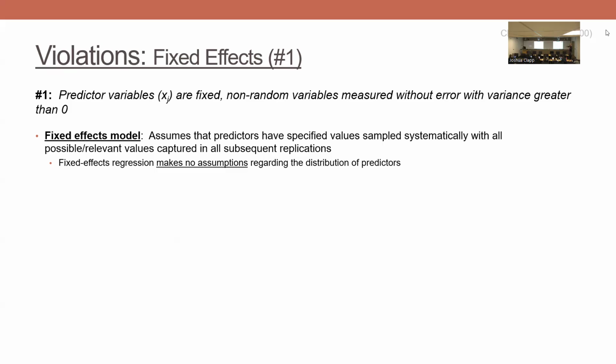Okay, and my fixed effects regression makes no assumption about the distribution of my predictors, right? Because if I systematically sample and pull individuals from every single value, do I have a normal distribution of extroversion? No, I don't. April, what does my distribution of extroversion look like? If you have the same number of people for every level, it's just going to be square. Yeah, it's just a square distribution, right?